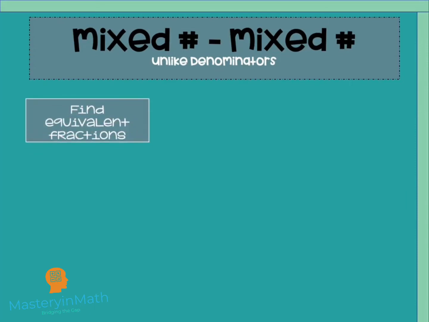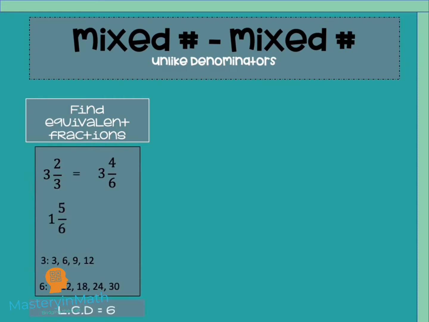All right, we still have our mixed numbers that we're subtracting. And remember I said we're talking about unlike denominators. Find your equivalent fractions, which we already did. And let's put 1 and 5/6, because that's what we started with.